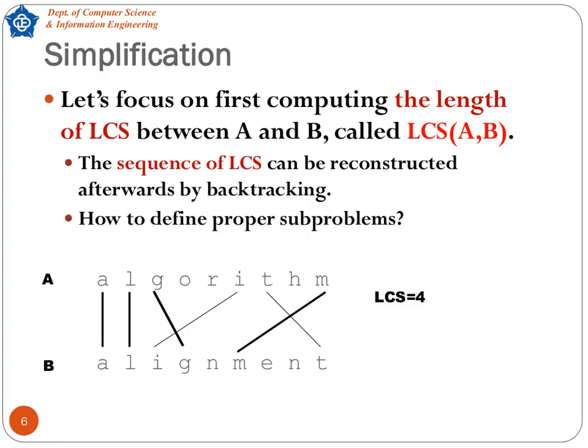Building on our example, let's simplify our task. Rather than hunting for the entire common subsequence right away, we'll first compute its length, denoted LCS(A,B), and postpone reconstructing the actual sequence until later via backtracking. The big question is, how do we define the right subproblems to compute LCS efficiently? Take algorithm and alignment again. You'll recall their longest common subsequence has length 4 thanks to those matching letters. Next, we'll dive into breaking this length computation into smaller, more manageable subproblems.